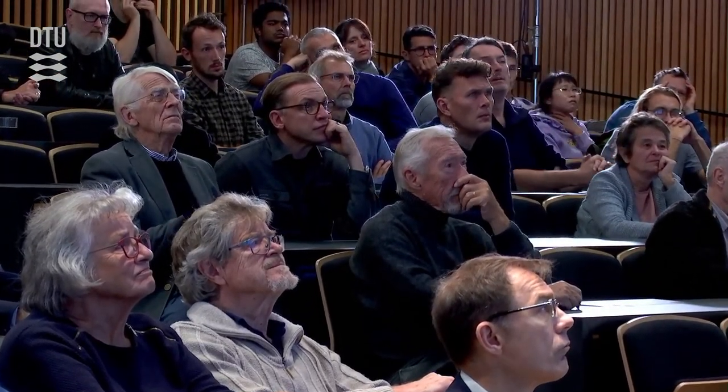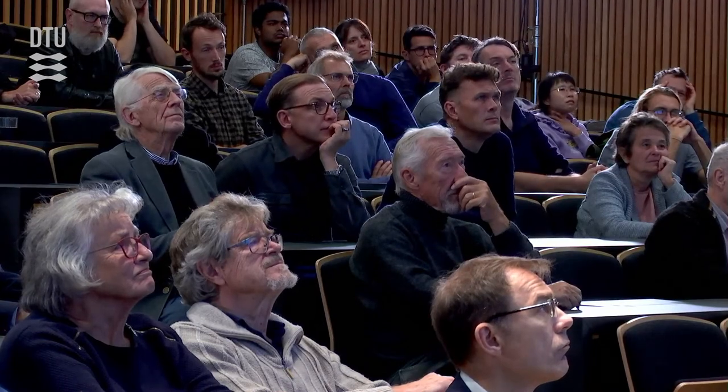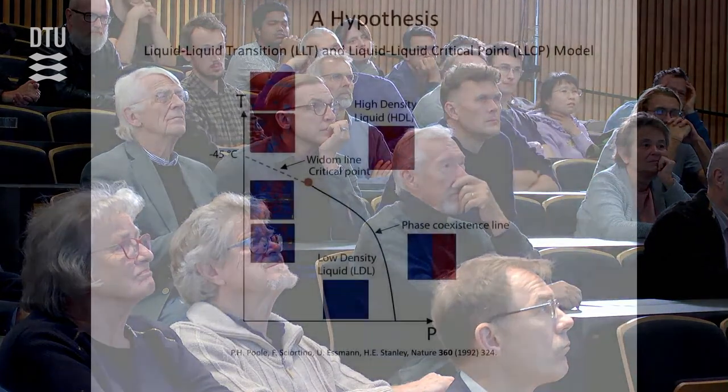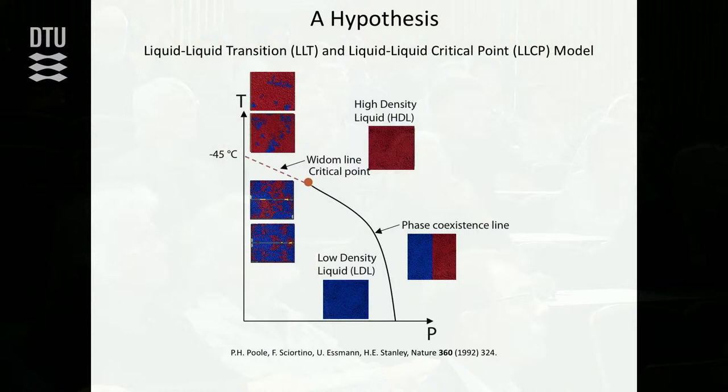A little bit like this, you would have a high density liquid and a low density liquid. And here you have pressure and temperature. Unfortunately, it's the other way around in the other phase diagram that I showed you. And these will be simple liquids, behaving like any other liquids, so to speak. And you will have a phase coexistence line here, where these two will coexist. They will end in a critical point, and beyond that critical point, you will have fluctuations.